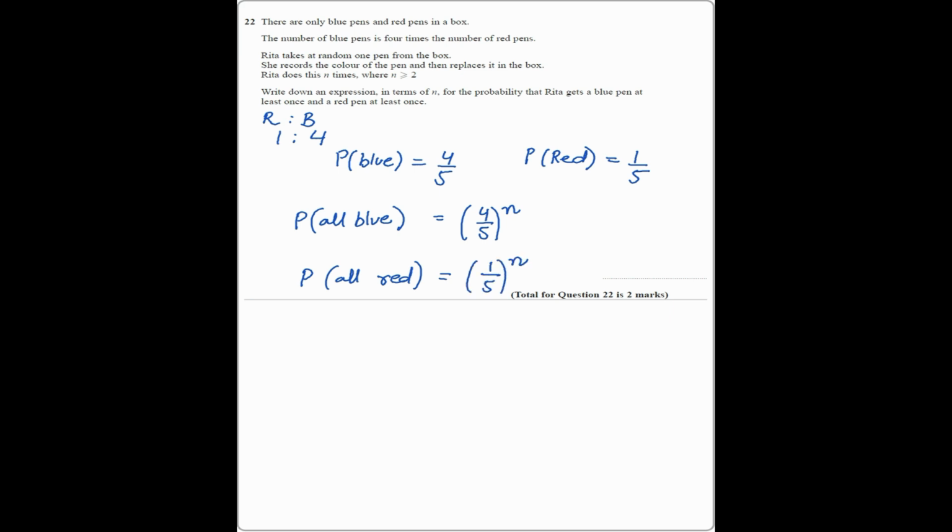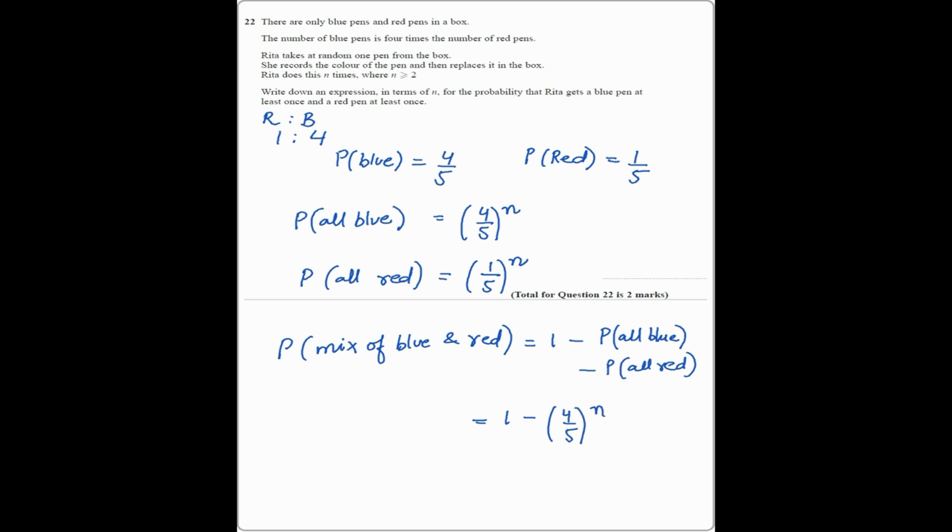Now find the required probability. We want her to see at least one blue and at least one red. So we subtract the extremes, all blue and all red, from 1. Therefore P of mix of blue and red equals 1 minus P all blue minus P all red, and that would give us 1 minus 4 over 5 to the power of n minus 1 over 5 to the power of n.